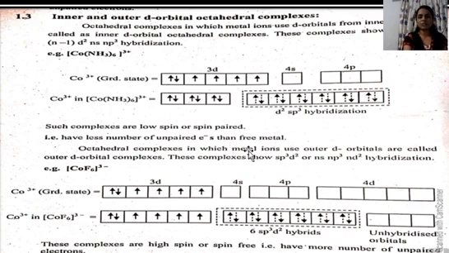Octahedral complexes in which the metal ion uses outer d orbitals are called outer d orbital complexes. The complexes using outer d orbitals to form bonds with the ligand show sp3d2 or ns np3 nd2 hybridization. Here it was (n-1)d2, here it is nd2, therefore it is an outer d orbital. An example is CoF6 3-.